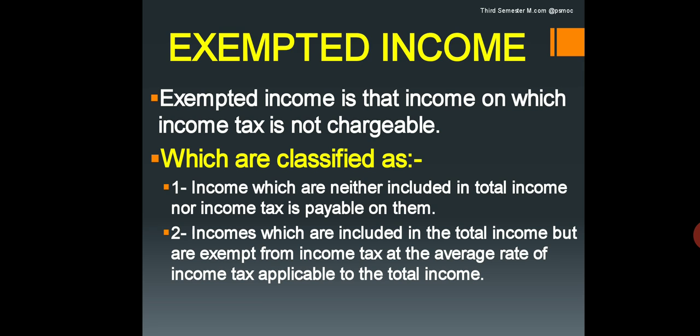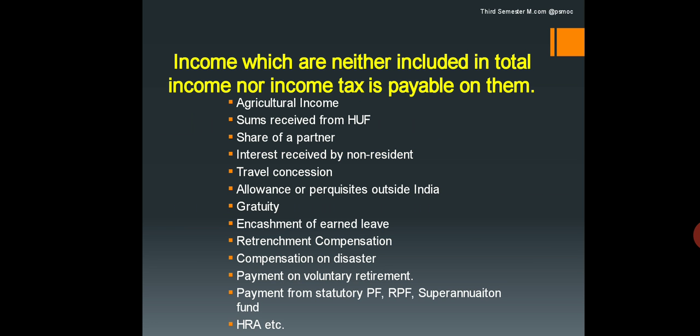I've given you some examples on that. These are the examples of the first category. The first category was incomes which are neither included in the total income nor is income tax payable on them. I have given you some 10 or 12 examples, and in the textbook you can see some 85 or 86 examples like that.